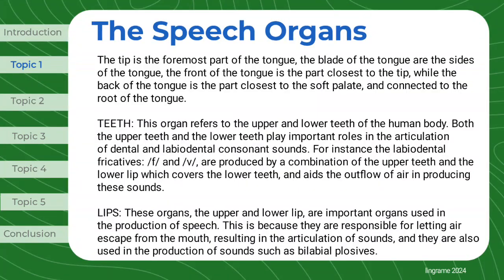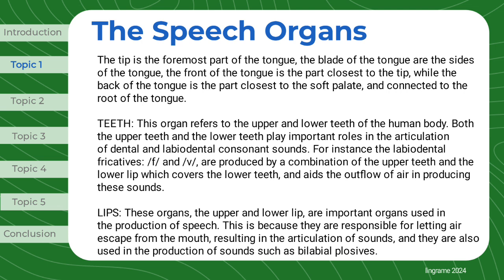The tip is the foremost part of the tongue, the blade of the tongue are the sides of the tongue, the front of the tongue is the part closest to the tip, while the back of the tongue is the part closest to the soft palate, and connected to the root of the tongue.